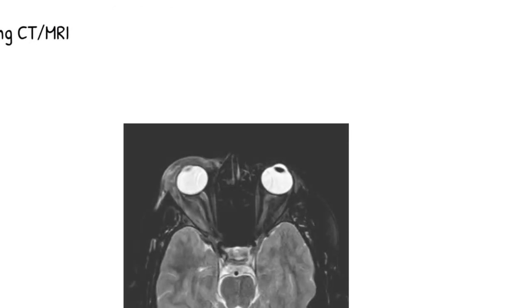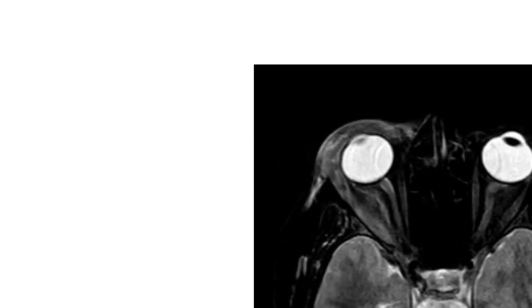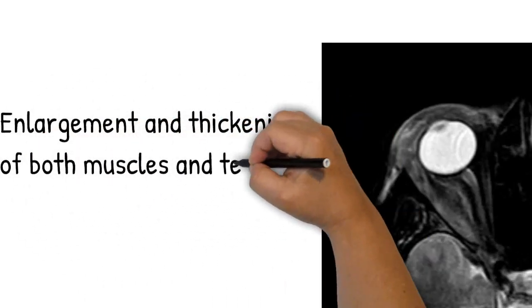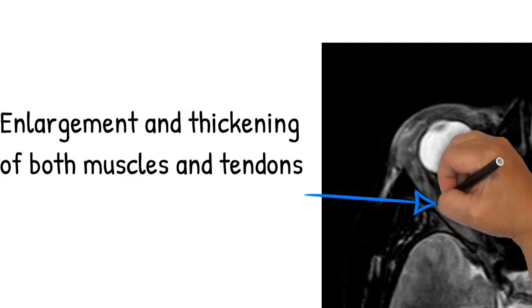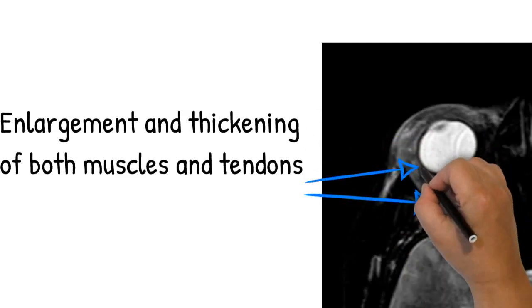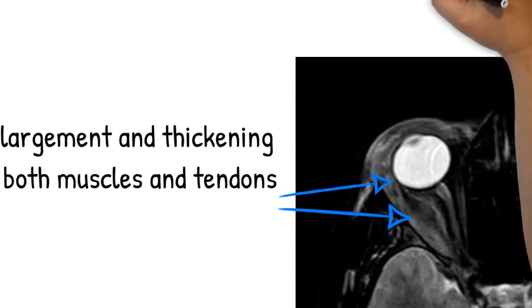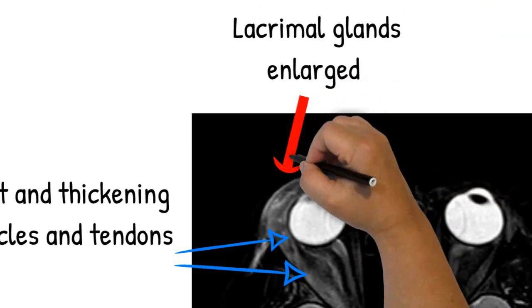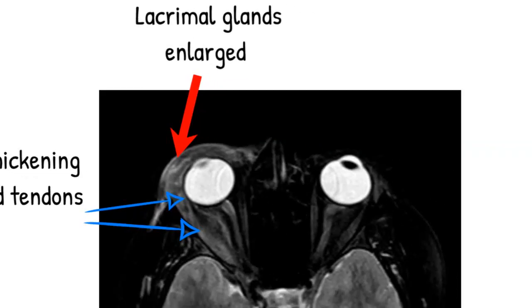Imaging can be helpful in differentiating the two conditions, like MRI and CT scan. In MRI, there is enlargement and thickening of both muscles and tendons, as the blue arrow refers. Also, the lacrimal glands are characteristically enlarged in orbital pseudotumor.